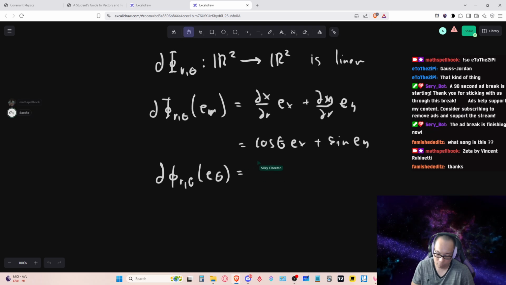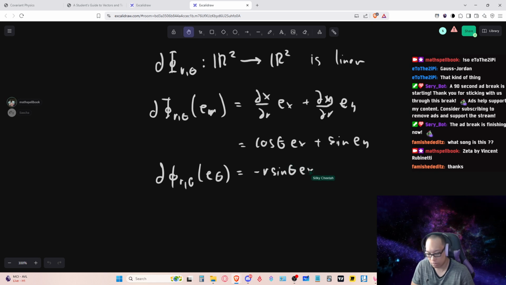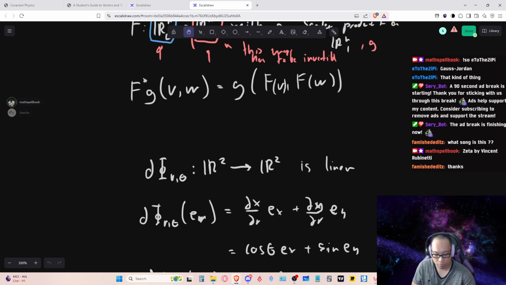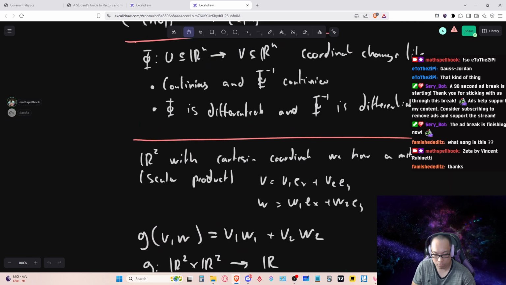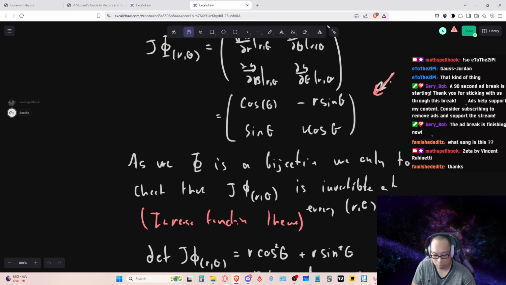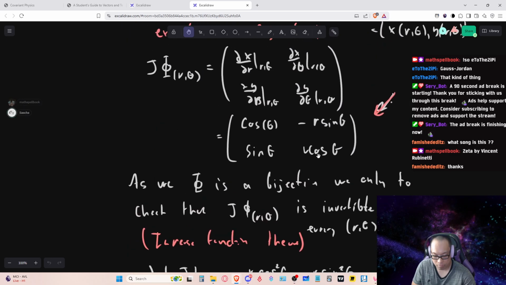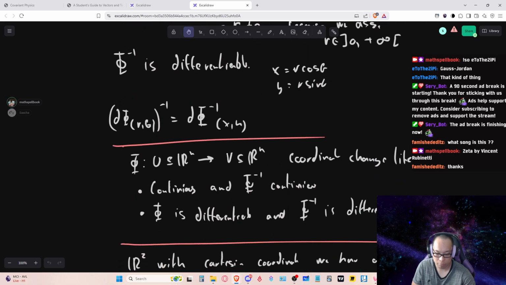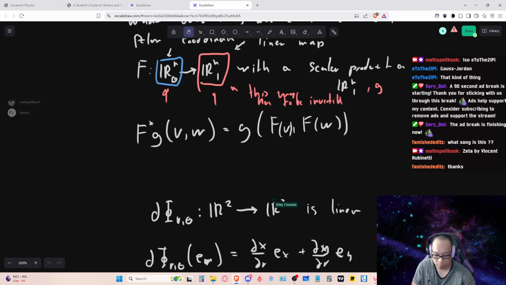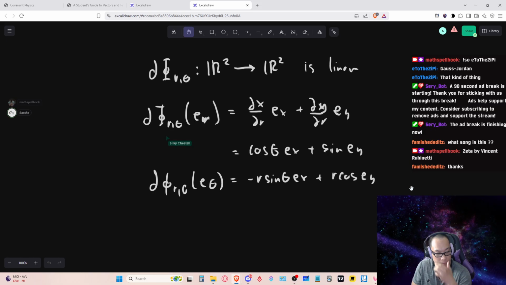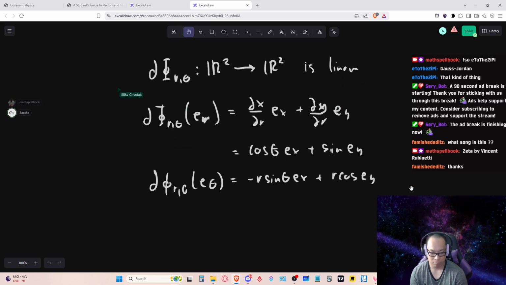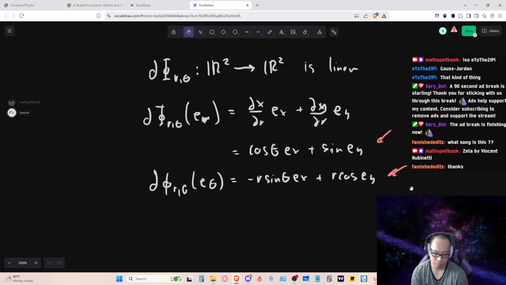So what was it for theta? It was like minus r sine? Yes, I believe. Let me take a look. And the other one is supposed to be r cosine theta. Yeah, r cosine. Okay. So what we did, we just computed what we basically get in the Jacobian. This is just the first column, and this the second column.